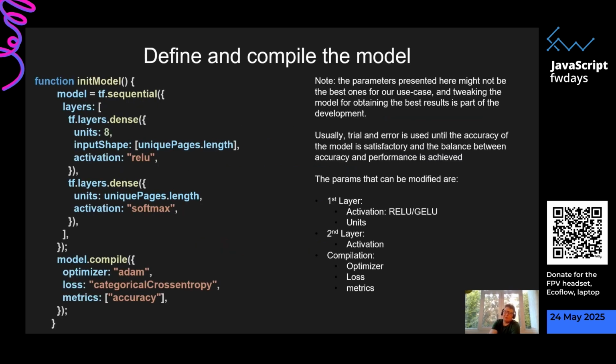So now we need to compile the model because we gave it the training data. We gave it the history of the user. So how do we do this? This is the most tricky part here. This is the most important part, the initialization of the model and also the training. But first let's discuss this.